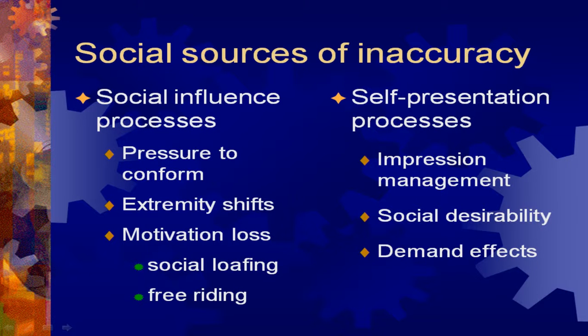Now these are various social sources of inaccuracy. The first one, social influence processes: pressure to conform, extremity shifts, the motivation loss, which includes social loafing and free riding. And the next one is self-presentation processes, and it includes impression management, social desirability, and the demand effects.